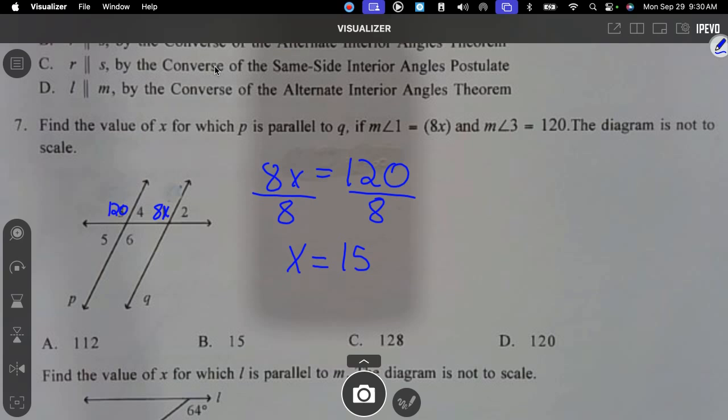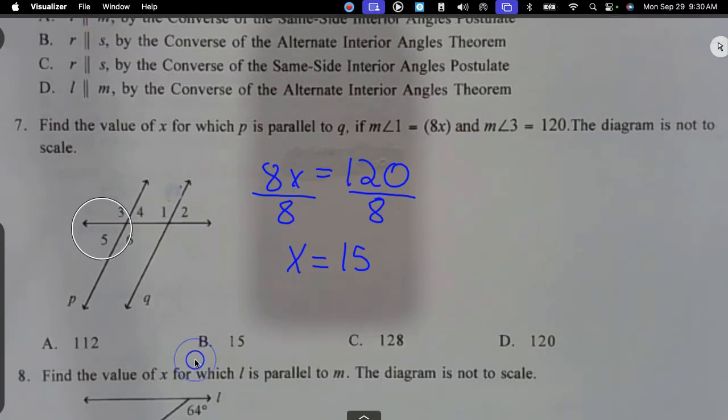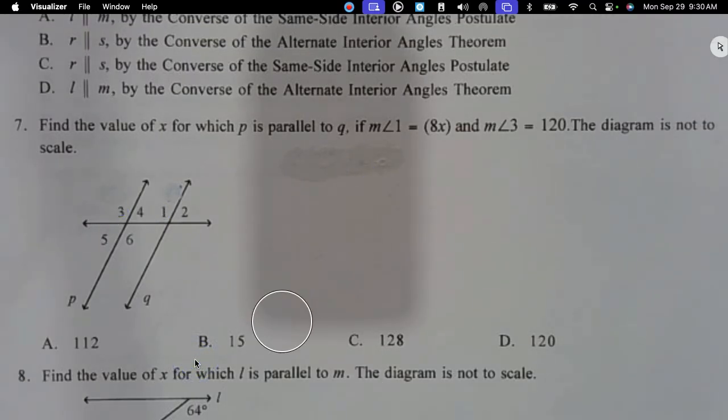Okay, what was it asking for? It says find the value of x. Okay, so that's our answer. It's 15. Are we good with that? Just set them equal, divide by 8. You have to know that when they add to 180, that's when they're same side interior. Okay, you just gotta know that.